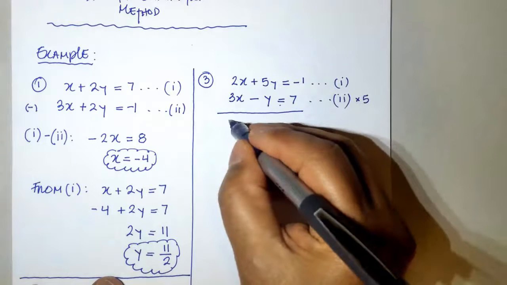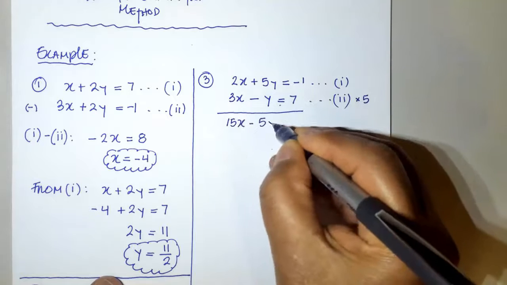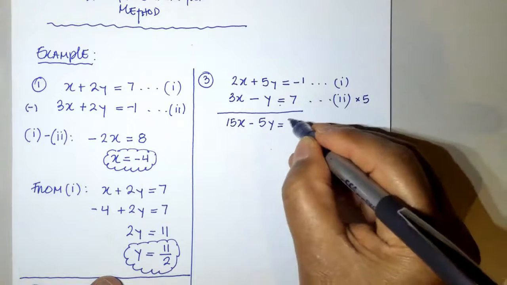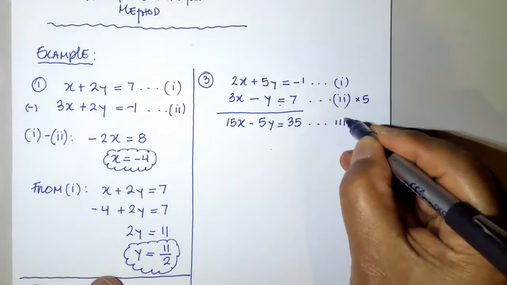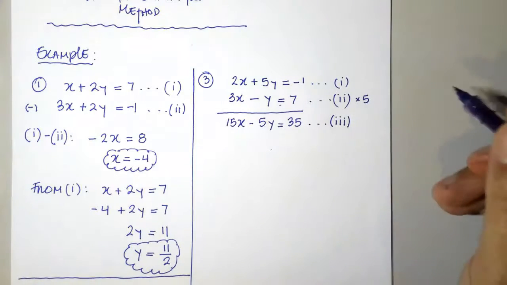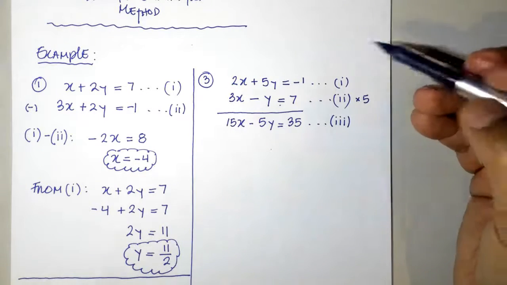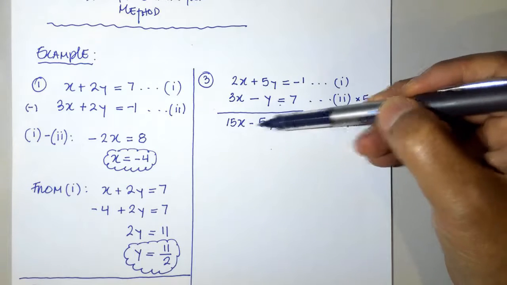So then that becomes 15x minus 5y, and then in here we got 35, and I'm going to call this equation 3 to distinguish this from the other one. The good thing about doing that is that now we have plus 5y, and then in here we got negative 5y.